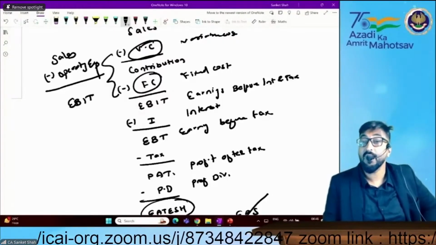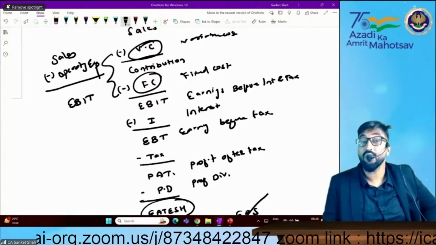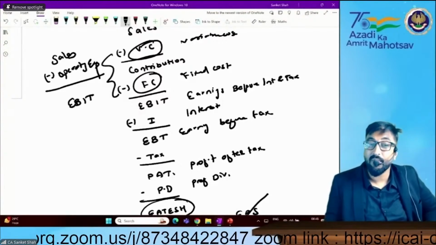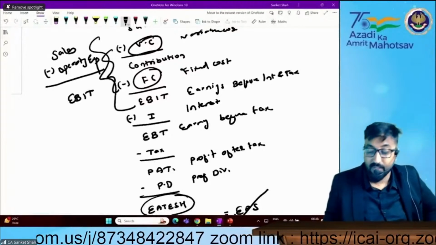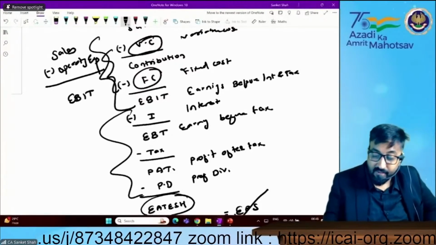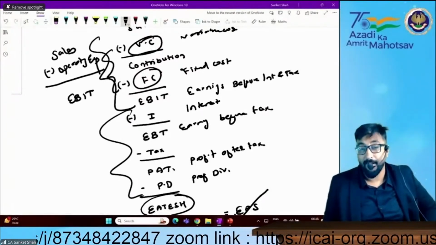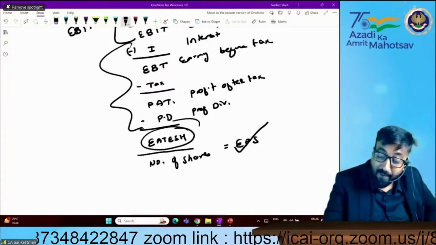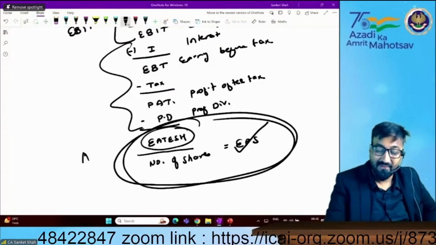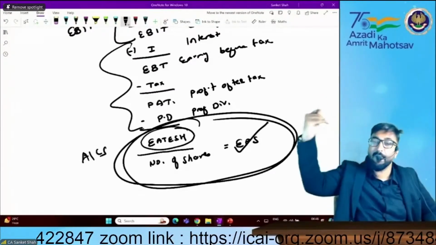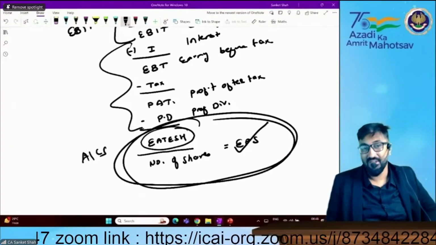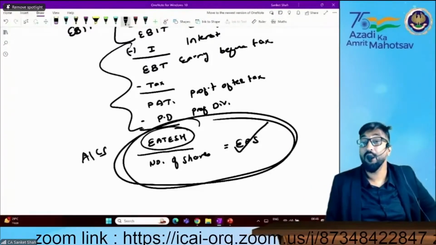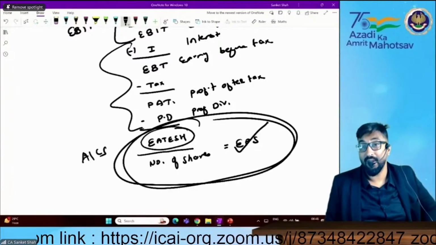Your costing faculty will tell you why this is contribution, and the financial management faculty will tell you, see, up to this part is a part of costing, and after this it's a part of FM, and after this it is a part of accounts. Costing will finish, FM will finish, then accounts will start. So EAES is earnings available to equity shareholders.